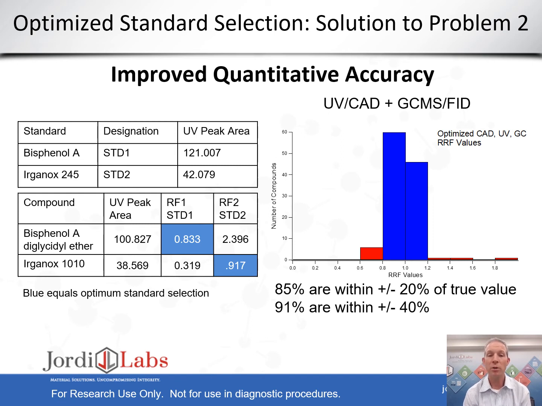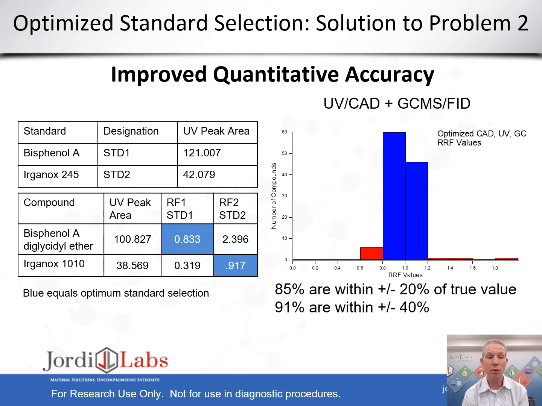Now, obviously, we're not satisfied with that level of quantitative accuracy, but there's another means we can use to improve this, which is a selection of appropriate surrogate standards. Here I have an example of two potential surrogate standards, bisphenol A and Irganox 245, and two target compounds, bisphenol A diglycidyl ether and Irganox 1010. Most of us, I think, would agree that if we were quantitating bisphenol A diglycidyl ether, the most chemically relevant standard would be bisphenol A.